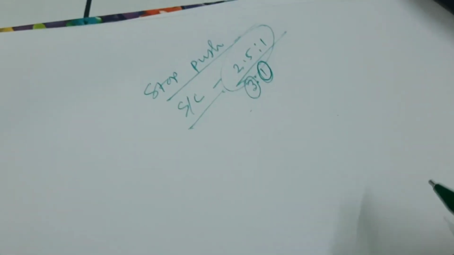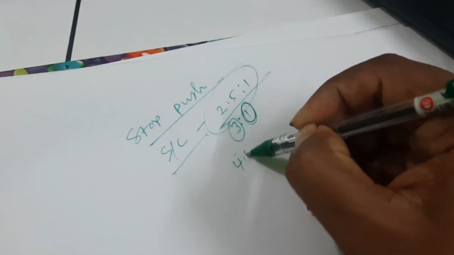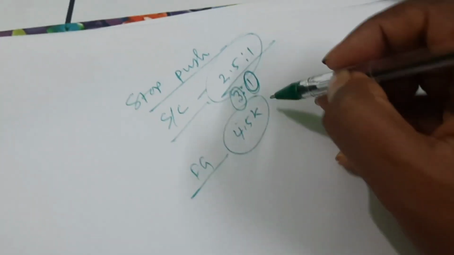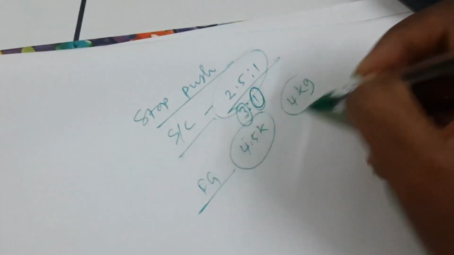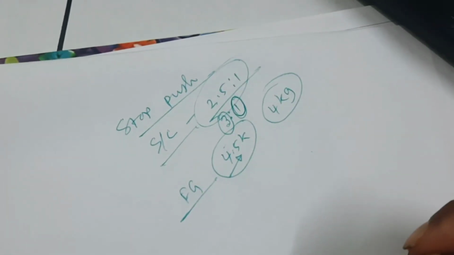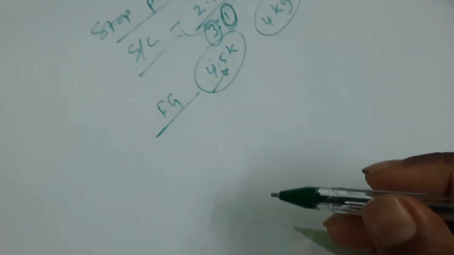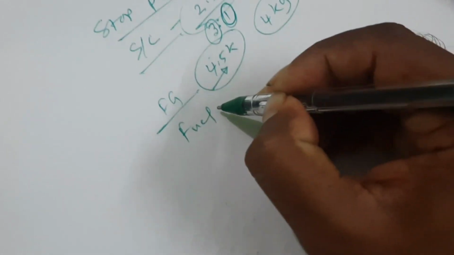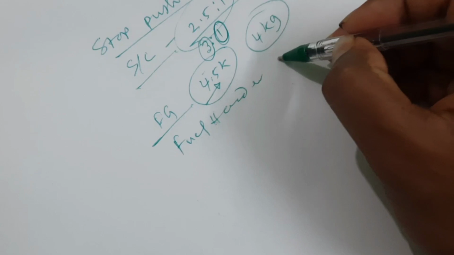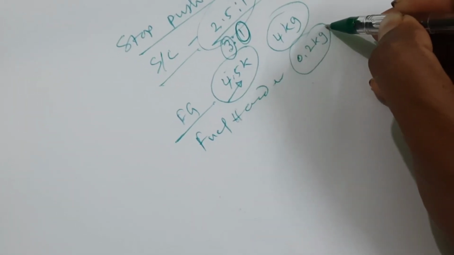Some fuel trips are also available. If fuel header pressure is high, at 4.5 kg, the primary reformer will trip. Normally the alarm will come at 4 kg. When the fuel header pressure increases up to 4.5 kg, the primary reformer will trip. Another thing: if fuel header pressure is low, the primary reformer will also trip. Normally at fuel header pressure 0.2 kg, the primary reformer will trip.